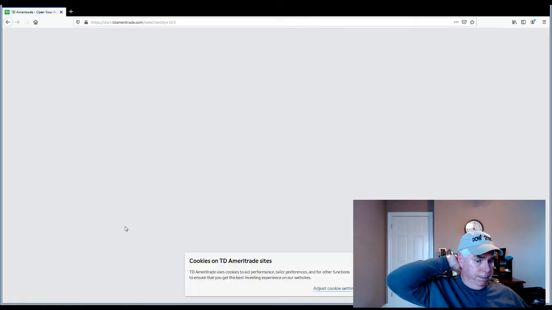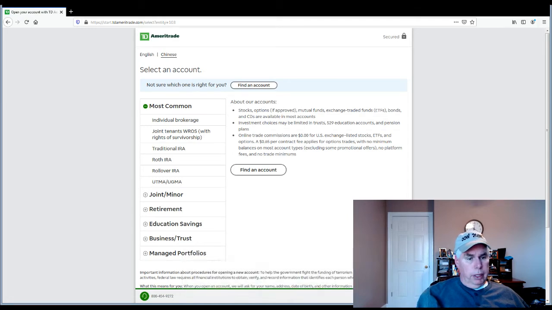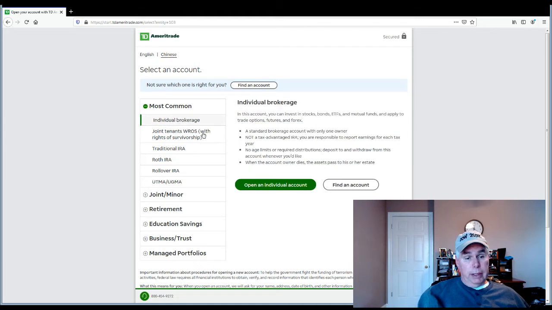You click that button. Of course, you get a cookies notice coming up here, so we'll just go ahead and close that. These are the most common types of accounts that you can open here. You see the individual brokerage account here, and it gives you a definition of that. These are all the accounts that I'm looking at here.